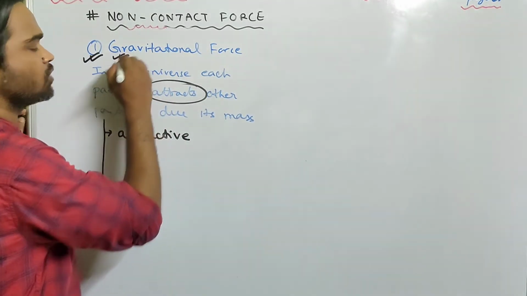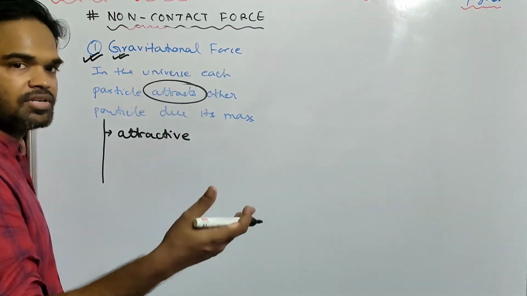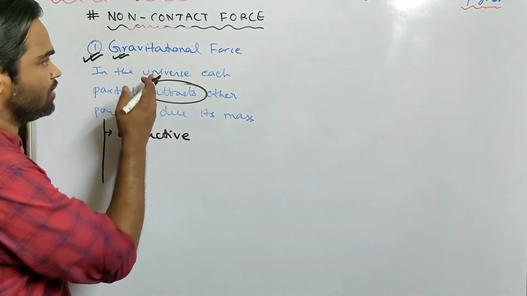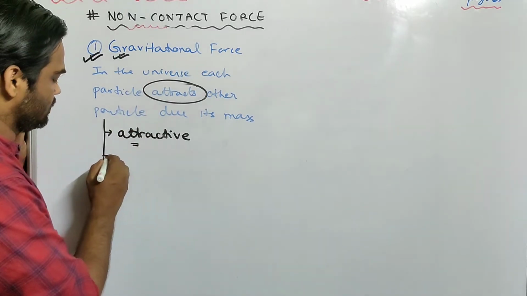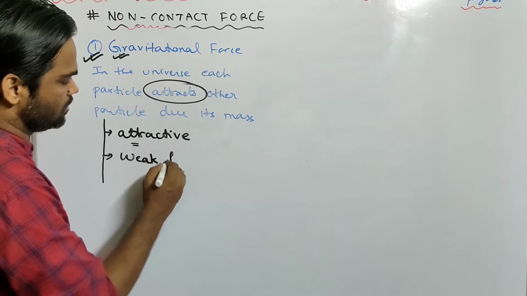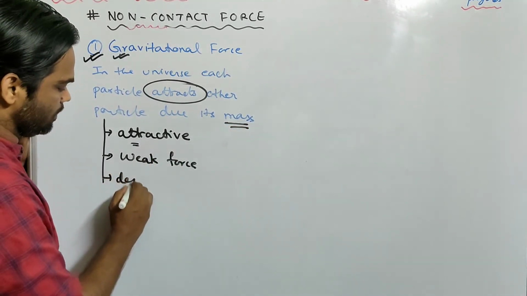First of all, gravitational force is always attractive. They don't repel. Like in magnets, we have attractive force as well as repulsive force, but in gravitation, it is always attractive. It's a very weak force. It depends on the mass of the body.